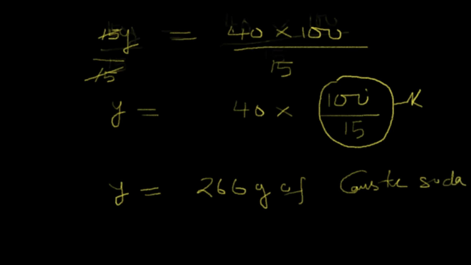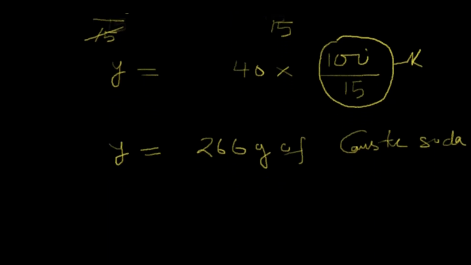Now 266 grams is the quantity of caustic soda you need to be able to produce 100 liters of liquid soap. In this calculation, you will notice that 100 over 15 keeps reoccurring. This is the constant of proportionality K, which I introduced to you earlier in the direct variation. The constant of proportionality is 100 over 15. Now that we know our constant of proportionality, to calculate other quantities like soda ash, STPP, SLS, etc., all we're going to do is shown as follows.